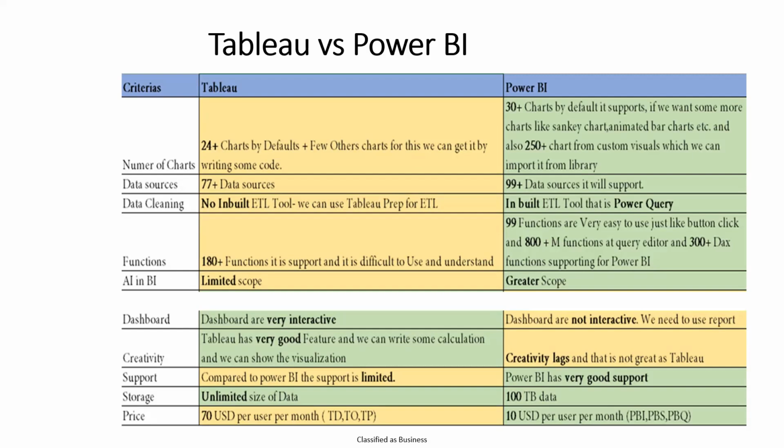And very important, price. 70 US dollars per month if you want to make use of Tableau Desktop, and $10, or 780 rupees per month per user approximately. I'm telling, 10 USD in the sense 780 or 800 rupees per month per user for the Pro license to make use of Power BI Desktop. Correct? If you want to make use of Power BI Desktop, 10 USD. Is that $10 for Power BI Desktop or the services?